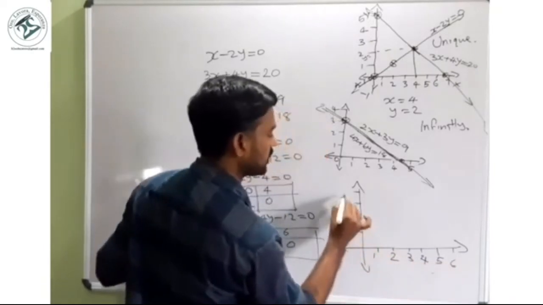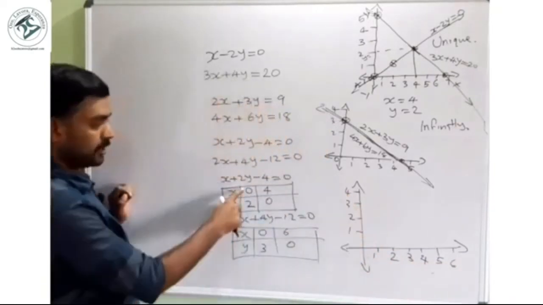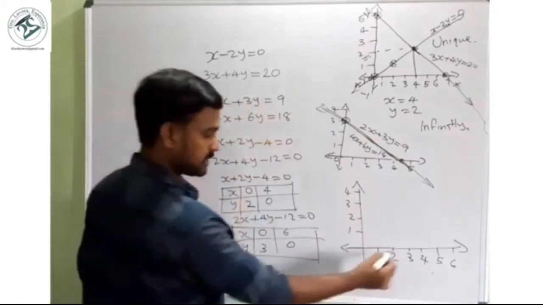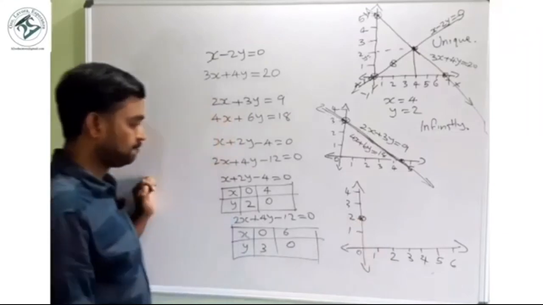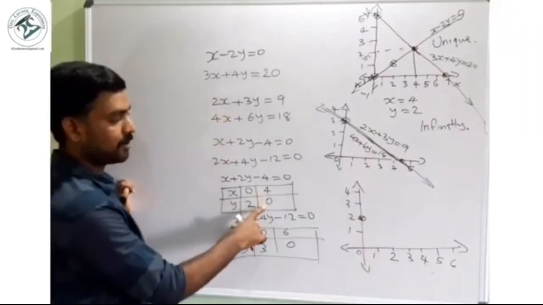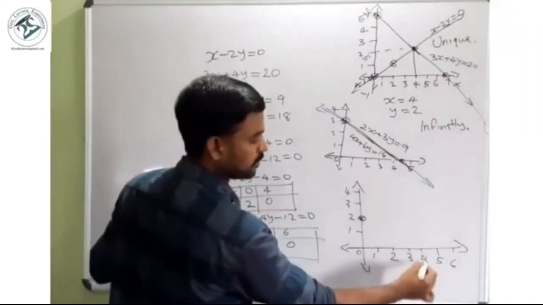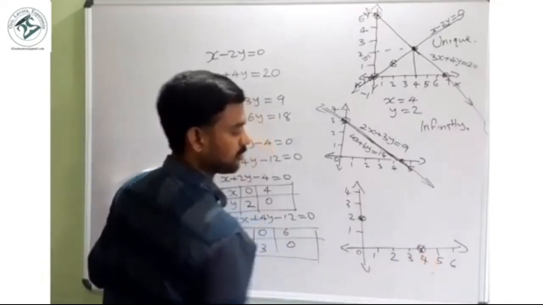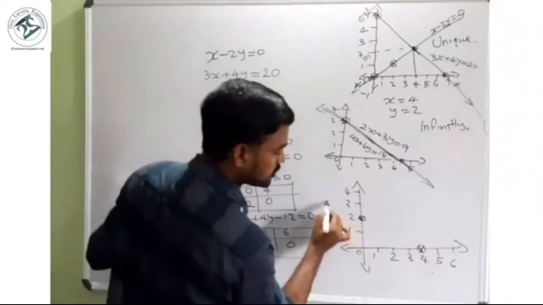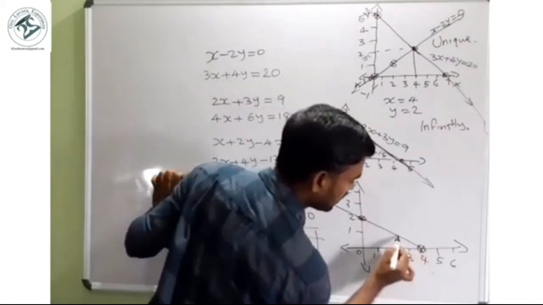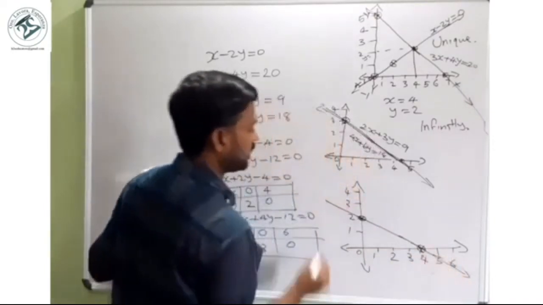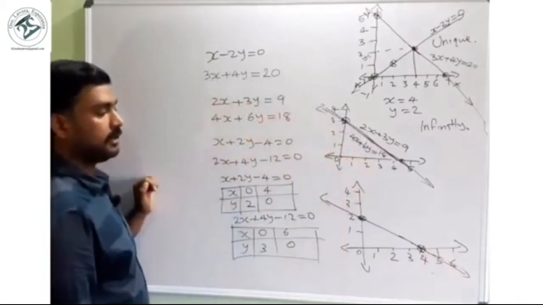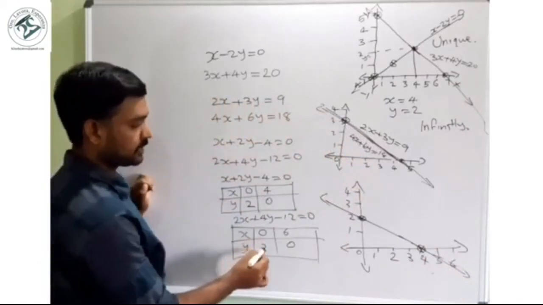1, 2, 3, 4. The first point is 0, 2. 0 is x value. Here is 0. 2 means here it is. So this is the first point. Here 4, 0. The first value 4. 0 means not going upward or downward. So this is the second point. By joining these 2 points, we can draw the line.